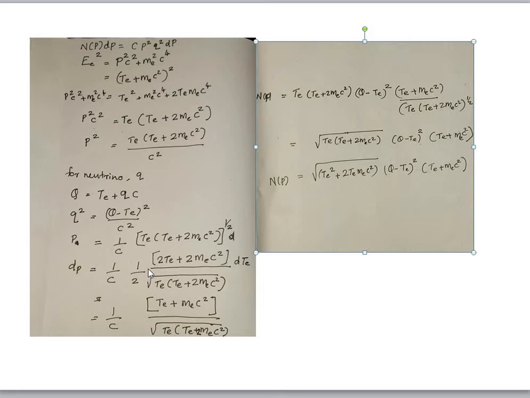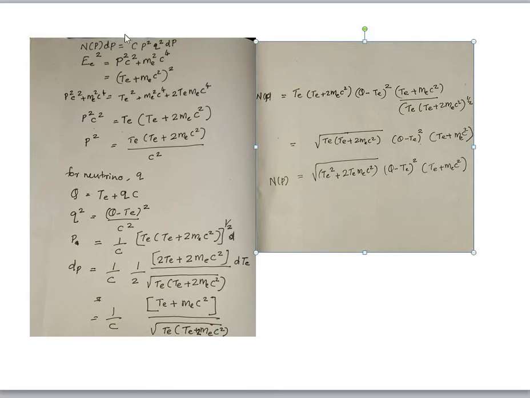dp is given by 1 by c into 1 by 2. When we differentiate this, you get 1 by 2 into the square root of T(T + 2m_e c²), and when we differentiate the term inside, T² is differentiated to 2T, then T into 2m_e c² gives 2m_e c² into dT. So that can be written as 1 by c into (T + m_e c²) divided by the square root of T(T + 2m_e c²). The two factors get cancelled.